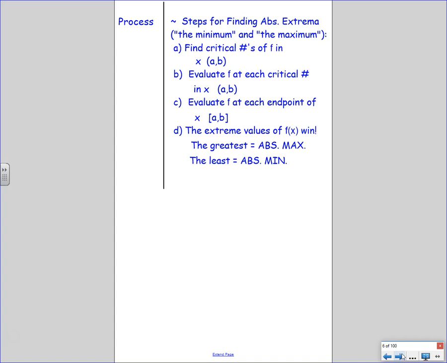So, steps for finding absolute extrema. I'm not going to make you guys make a forever card out of it. We pretty much just put it on the last card with the extreme value theorem. But this is like a little bit more drawn out. And I think pretty much the rest of today we're practicing.